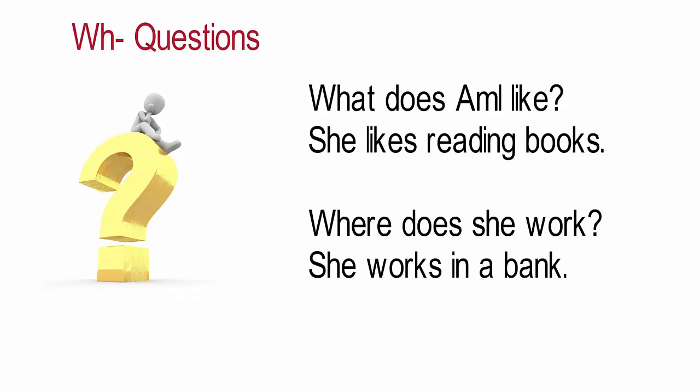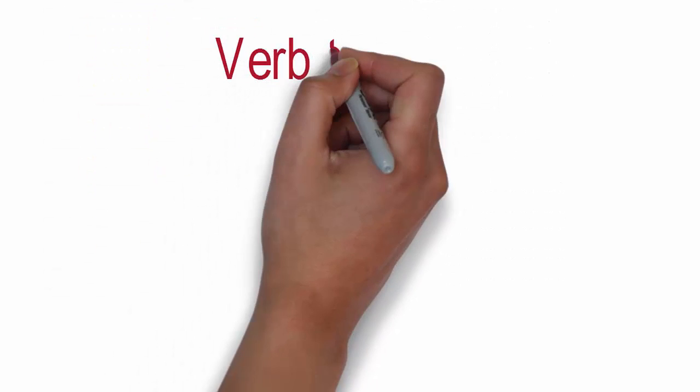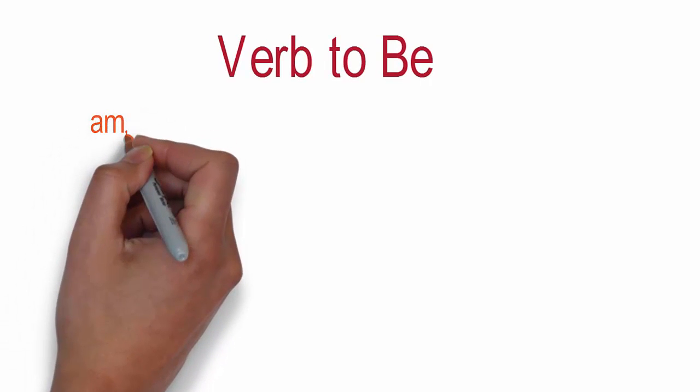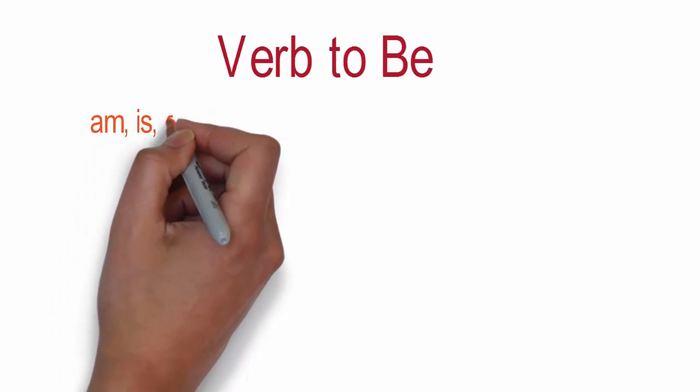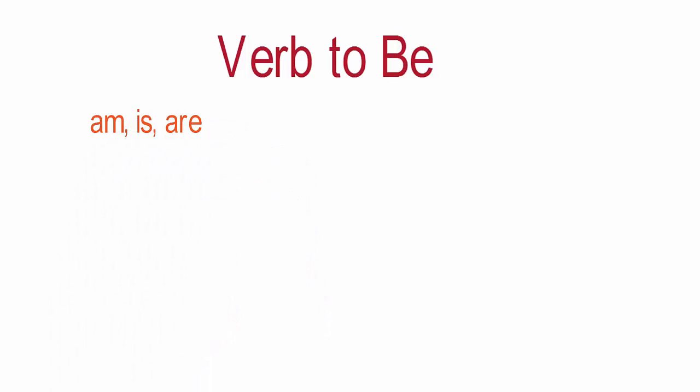We said work. Okay. Now we're going to speak about verb to be. Sometimes the verb of a sentence is not an action verb. It's not like play or sleep or swim or study or read. Sometimes it's verb to be. Verb to be in the present simple is one of these verbs: am, is, or are.